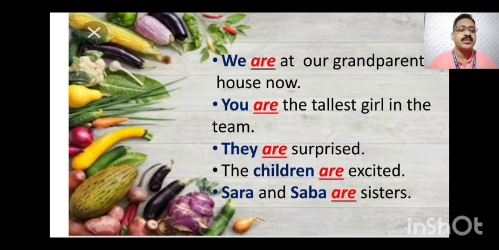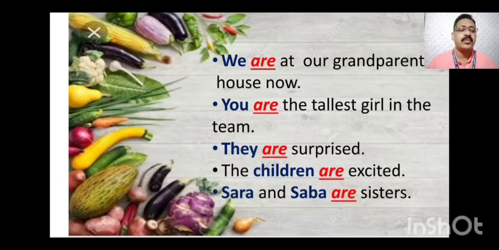Sarah and Saba are two different girls. So they are also plural. So children is plural, Sarah and Saba is plural. So in both cases we have to use are as the helping verb.